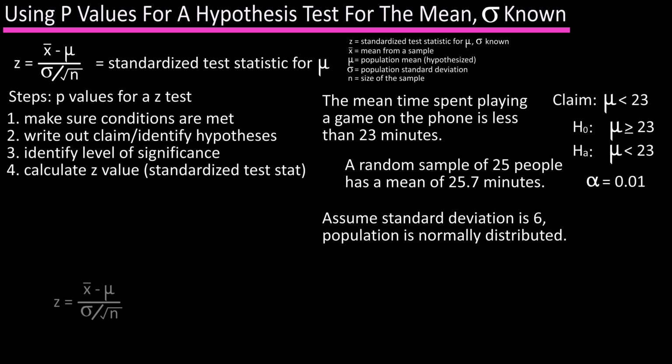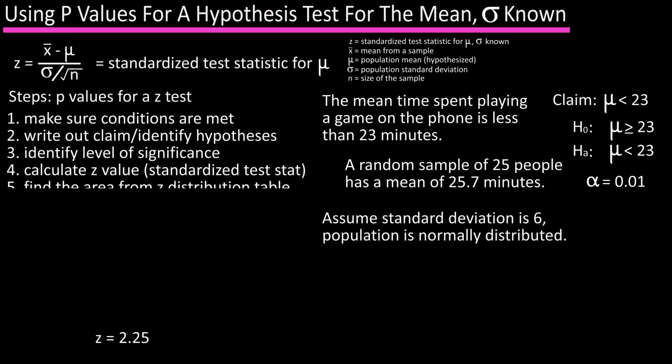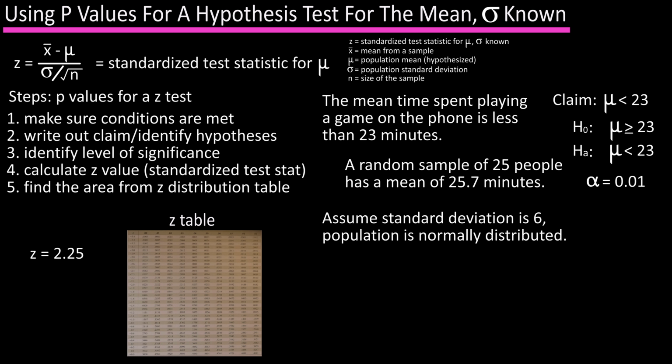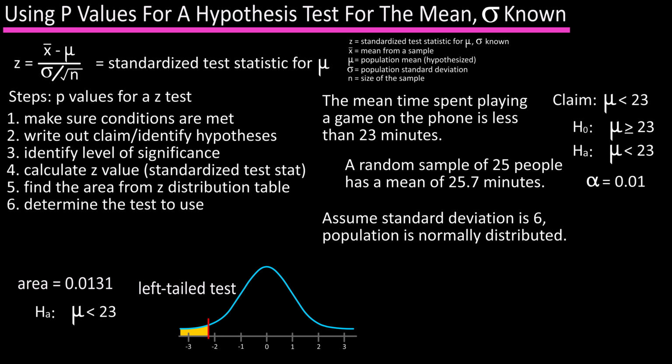Step 4, calculate the standardized test statistic. We have x bar equals 25.7, mu equals 23, sigma equals 6, and n equals 25. Plugging in and calculating, we get z equals 2.25. Step 5, in the distribution table for z equals 2.25, we get approximately 0.0131. For step 6, because the alternative hypothesis contains the less than inequality, this will be a left-tailed test. Step 7, since this is a one-tailed test, a left-tailed test, the p-value is equal to the area we found in step 5. So the p-value equals 0.0131.